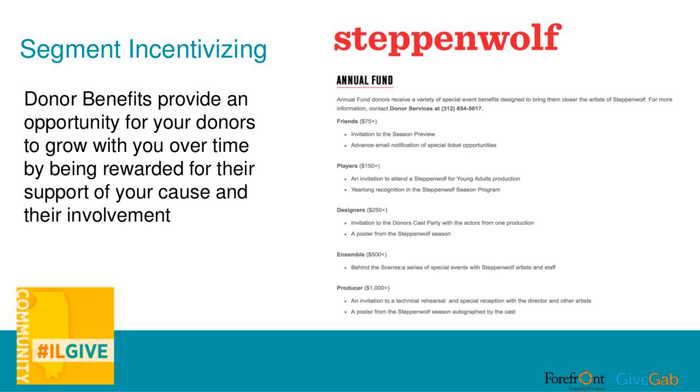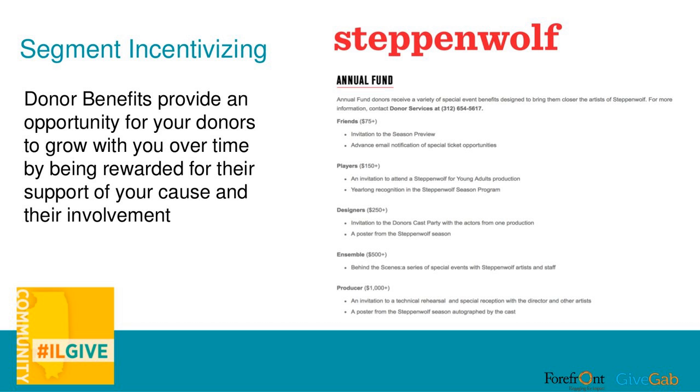So this is actually an example of some segment incentivizing. I know a lot of organizations have different giving levels. This is an example from Steppenwolf Theater in Chicago. I'm a big fan of Steppenwolf, and I actually am also a big fan of how they steward their donors. And you can see here for their annual fund, they have different levels of giving for each specific contribution level. So it's based on how much a specific donor gives over time.